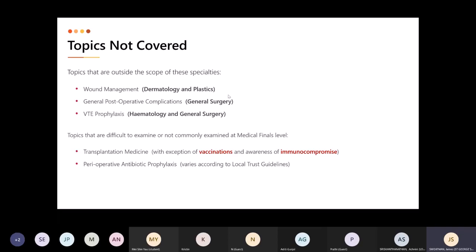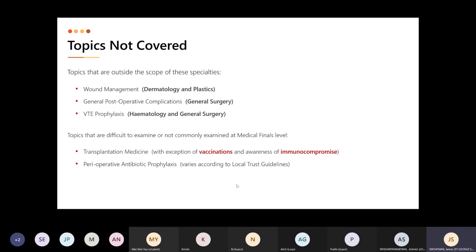VTE prophylaxis, I would be surprised if you get asked any questions about VTE prophylaxis and surgery, because it is so niche. You can look it up in the BNF, and it may be something that you are asked in a PSA, but probably not in a finals question. It's quite specific and local centre specific as well.